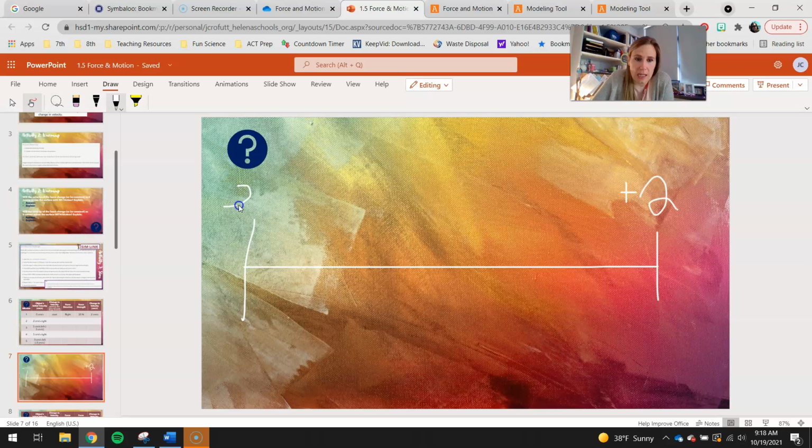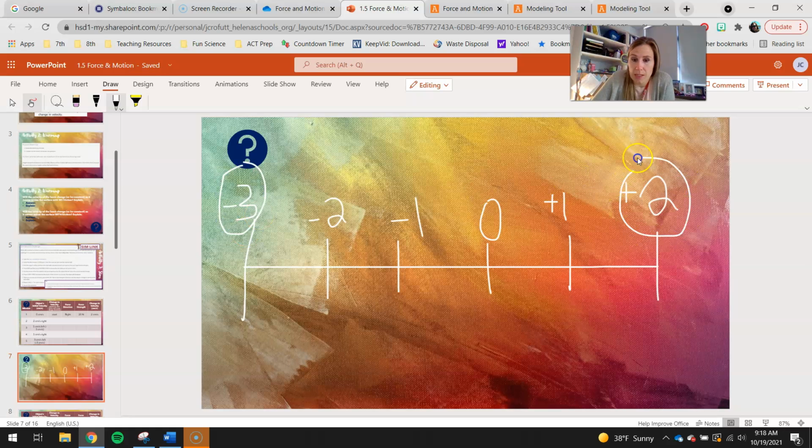And we're starting out going negative 3 because we are moving to the left. So what we're going to do is kind of do a number line. This would be negative 2, negative 1, 0, 1, and then positive 2. Okay, so again, we're starting at negative 3. We want to go to a positive 2.